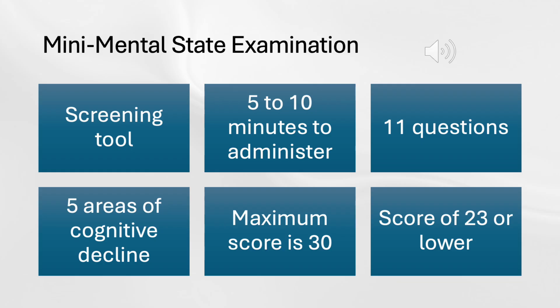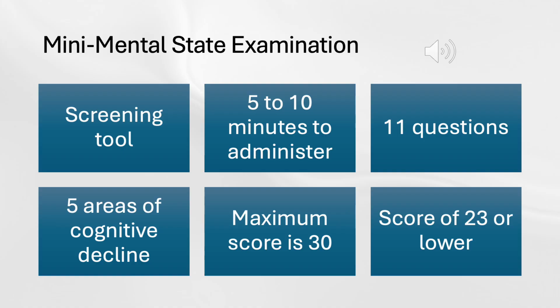The Mini-Mental State Examination is a screening tool for cognitive decline. So it takes about 5 to 10 minutes to administer, so it's practical. It has 11 questions, and there are 5 areas of cognitive decline. They are orientation, which is like what year is it, what date is it, what month, etc. It can also be like, what state are we in, what country, what hospital are we in, etc.